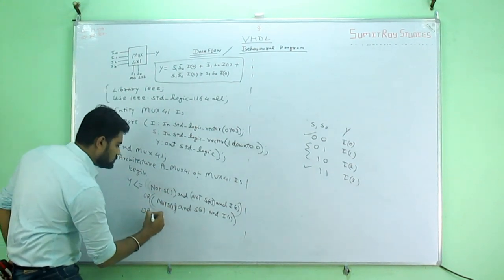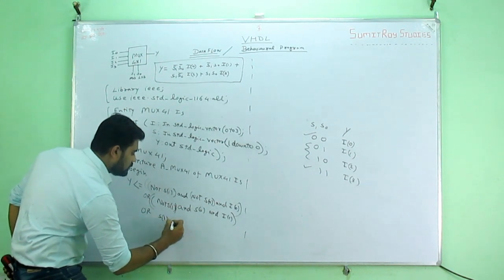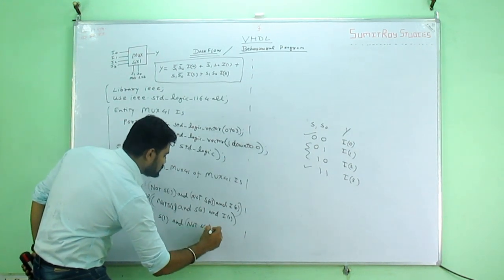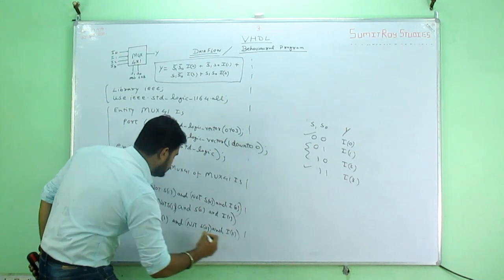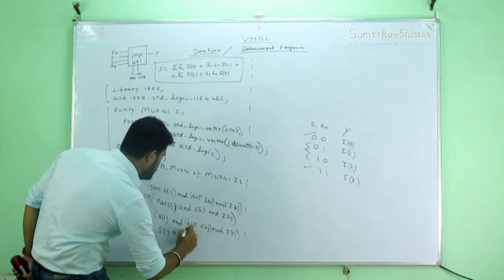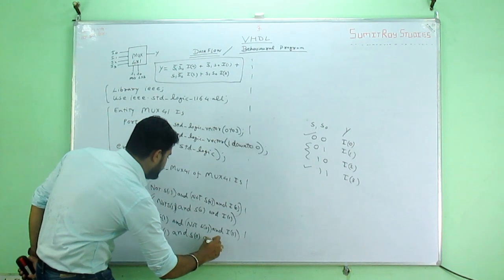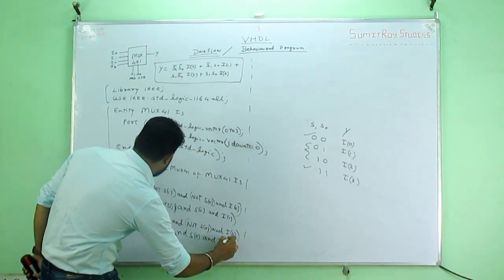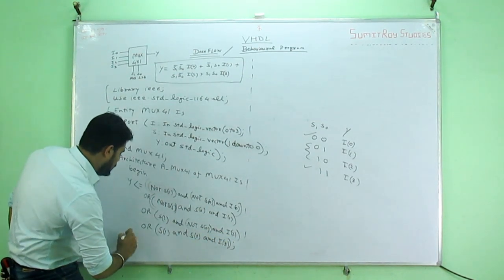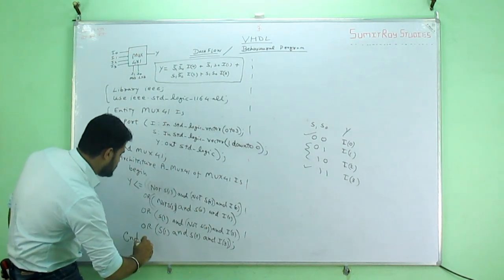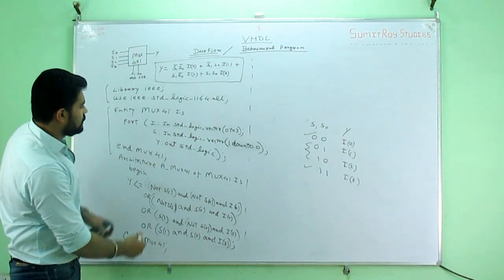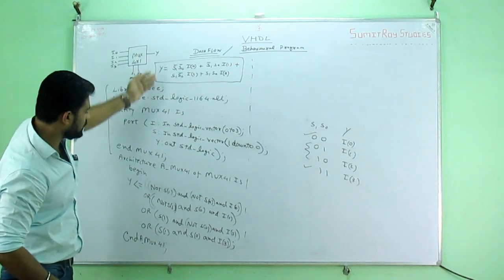or S1 and not of S0 and I2 or S1 and S0 and I3. This is all with the expression. So this is it. End with A_mux41. This is the programming for mux 4:1 in data flow style.